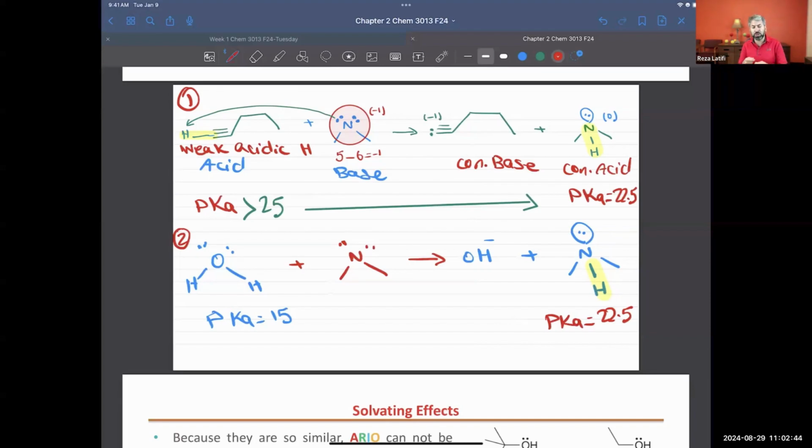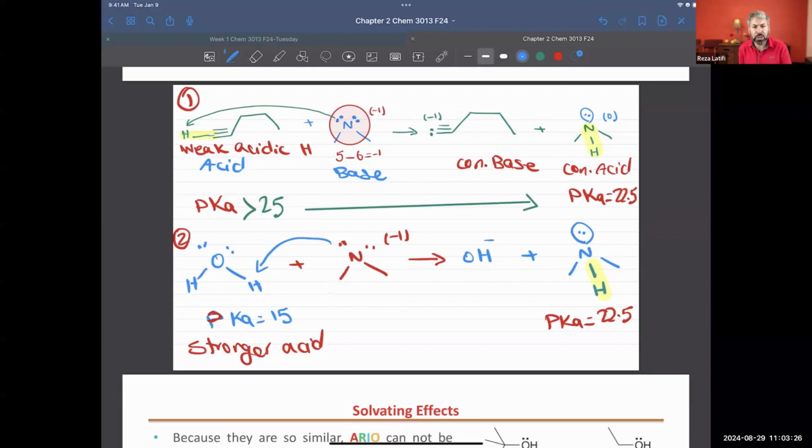Remember, the lower the pKa is, the higher the acidity. Water is a stronger acid than the compound with a triple bond. So because water is a stronger acid, water will be the one that is giving H to nitrogen. So nitrogen is going to take H from water, not actually the triple bond.